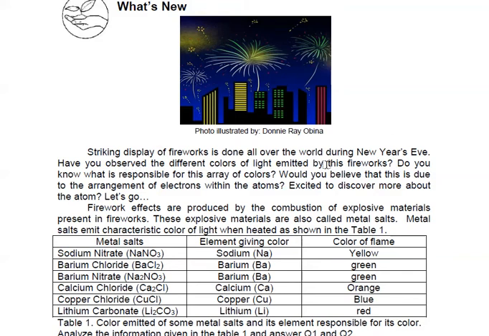So let's begin here. It says to talk about fireworks. Have we seen fireworks during New Year's Eve or any other occasion? And have you noticed the light that they emit? Now, these fireworks are produced by the combustion of explosive materials present in fireworks. The explosive materials are also called metal salts. Metal salts emit characteristic color of light when heated, as shown here in Table 1.